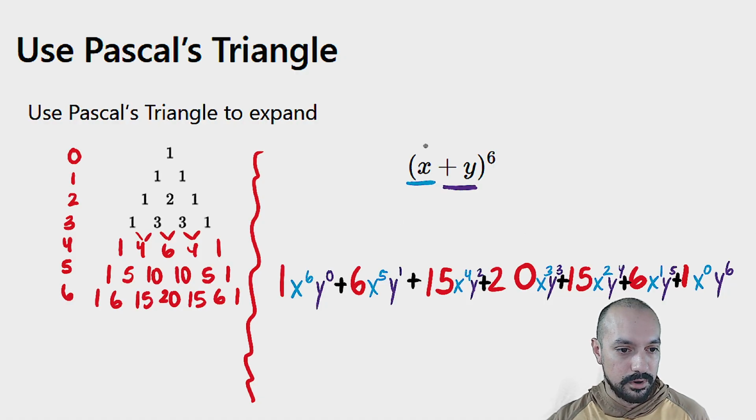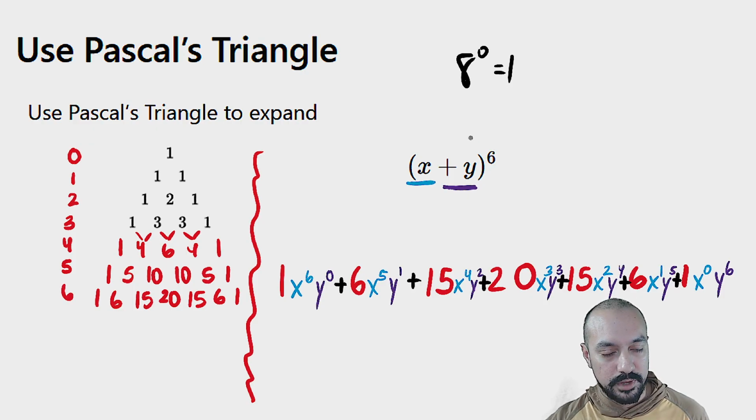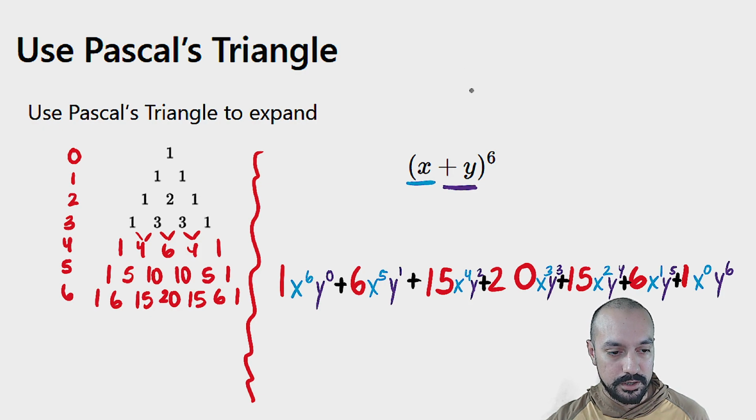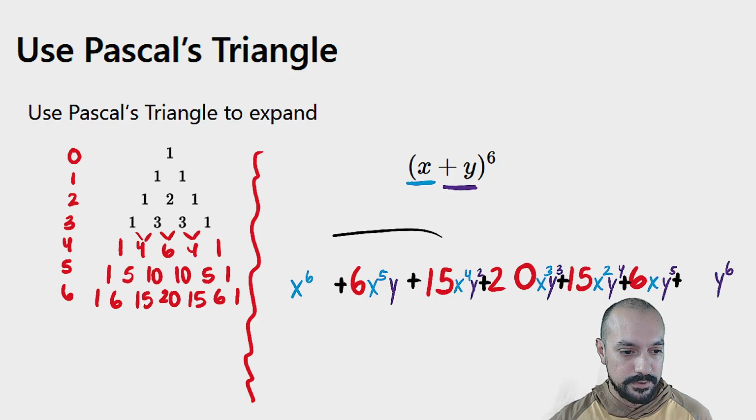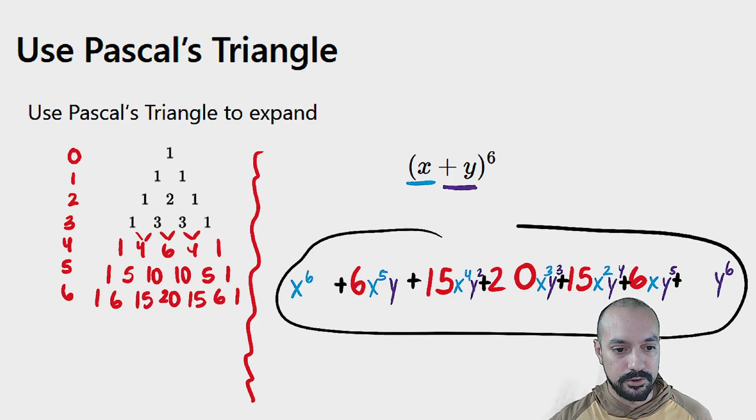For example, anything to the 0 power is just going to be 1. And if I'm multiplying things by 1, the 1 can just disappear. So I can make this 1 disappear, and y to the 0 is also 1, so I can make that disappear. y to the first power is just y, so I don't have to show that it's to the first power. Same thing over here, x to the first power is just x. And then I can make this red 1 and this blue 1 disappear. And we've officially expanded that binomial.